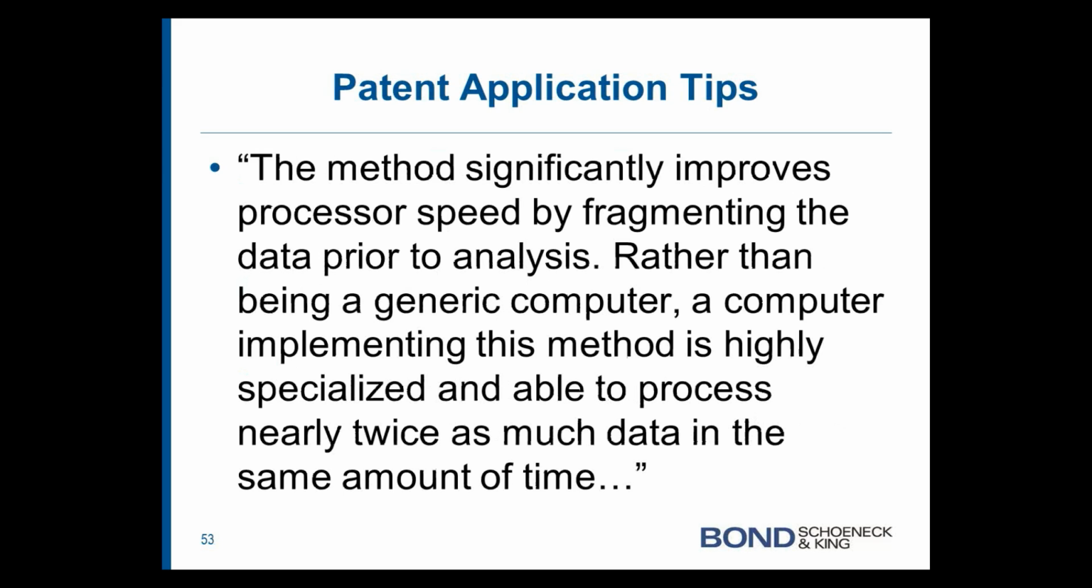So as just one example, if we have a method of fragmenting here, we can say something in the specification like the method significantly improves processor speed by fragmenting the data prior to analysis. And therefore, rather than being a generic computer, a computer implementing this method is highly specialized. Not only is it specialized, it's able to process nearly twice as much data in the same amount of time. So here we have lots of reasons as to why these claims of this particular patent should be patent eligible. And this would be something you could absolutely point to if you were to get that 101 rejection, for example.